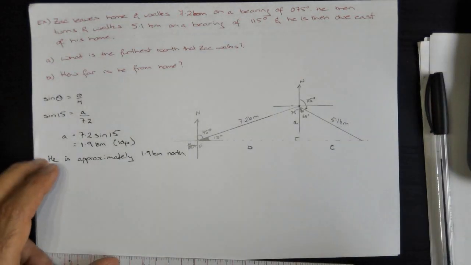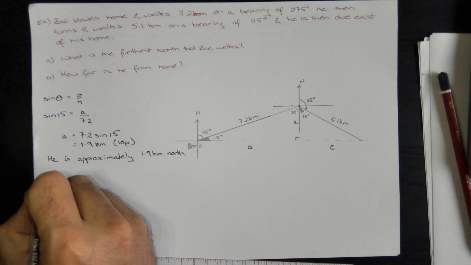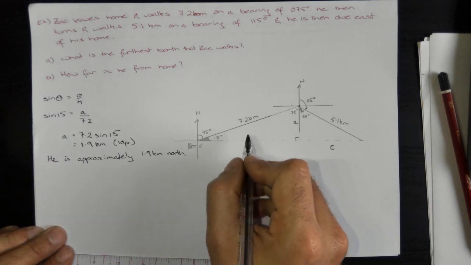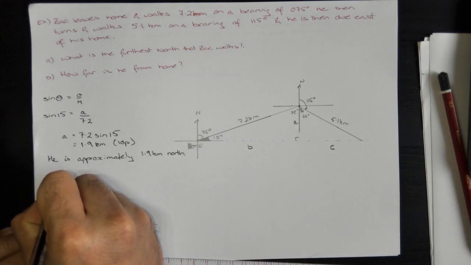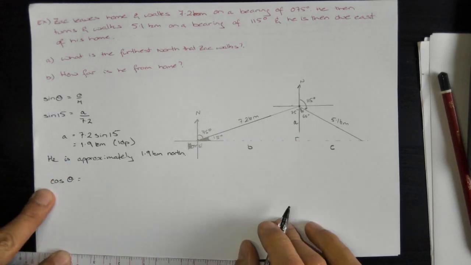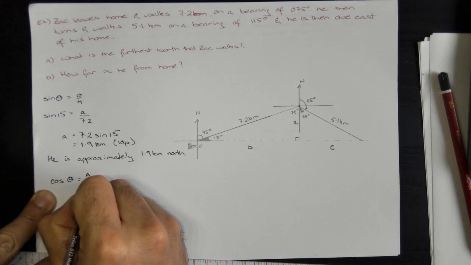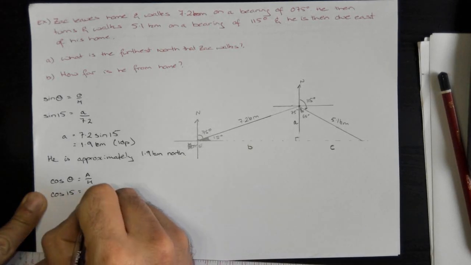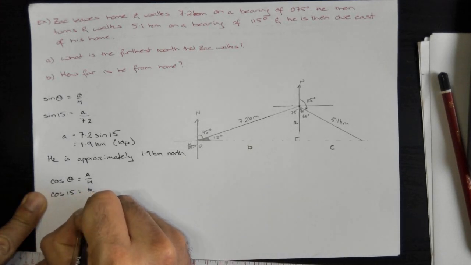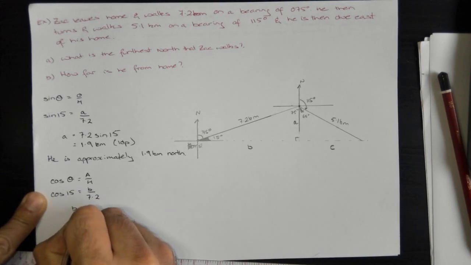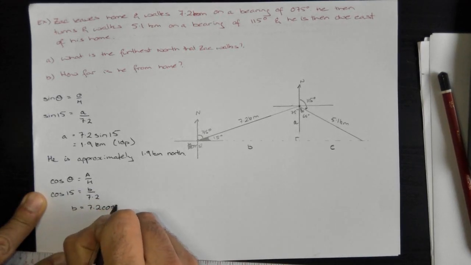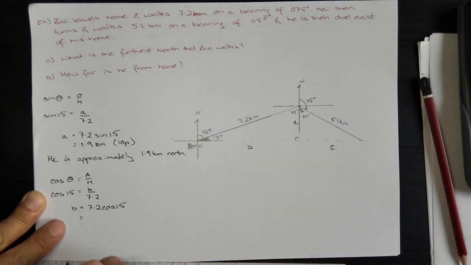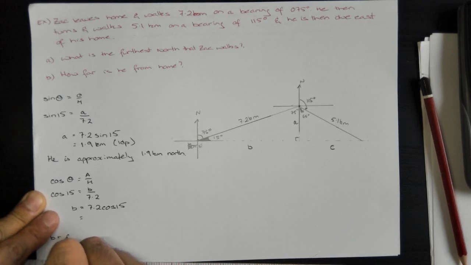Alright. Cool. So if I wanted to figure out what B was, I have my adjacent and my hypotenuse, so I actually have cos theta equals A over H. Cos 15 equals my adjacent, B, over the hypotenuse of 7.2. So B is 7.2 cos 15. I won't find that out just yet because I actually then want to add B plus C.